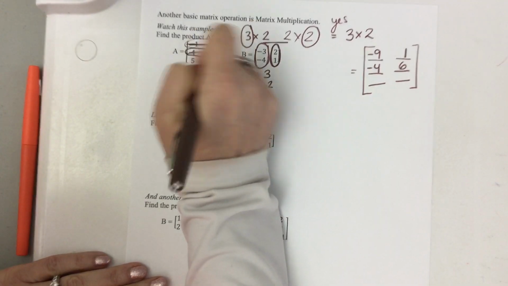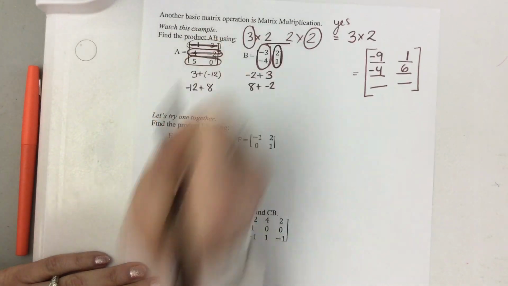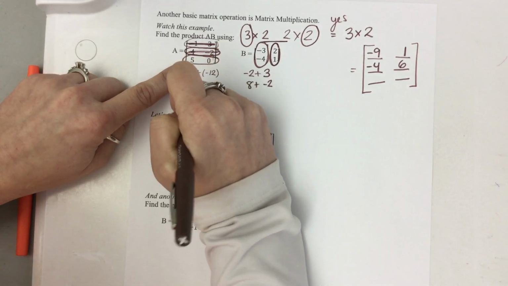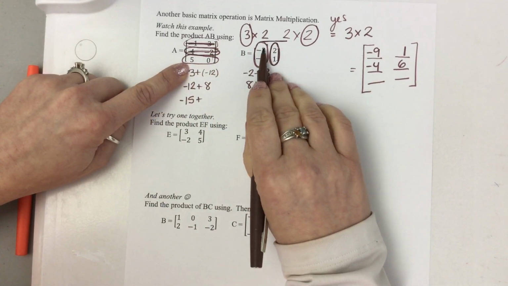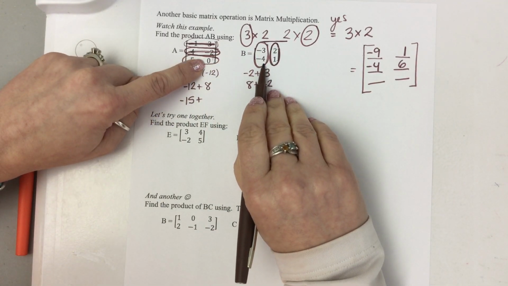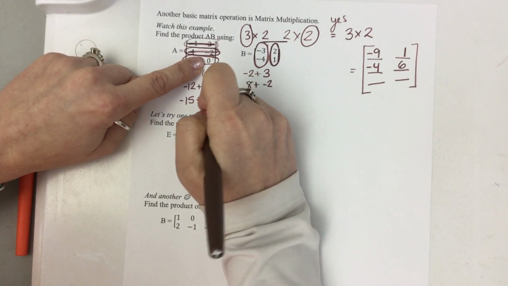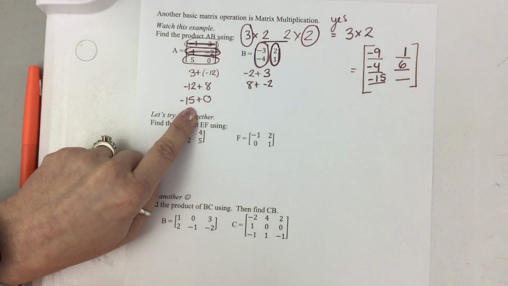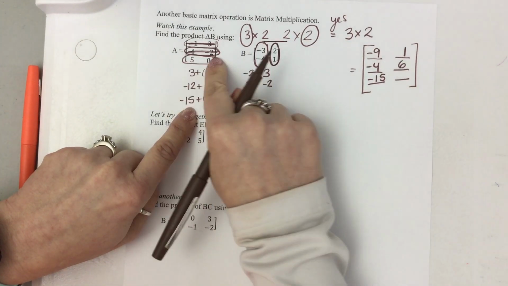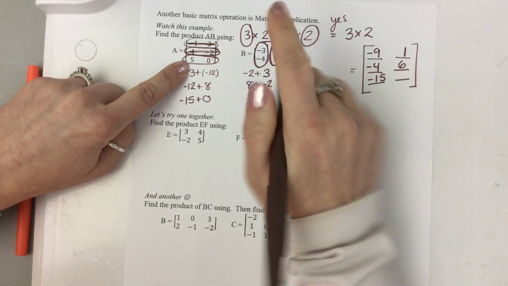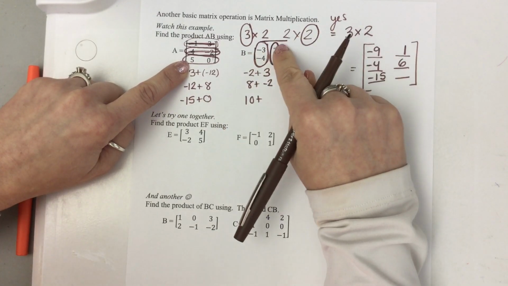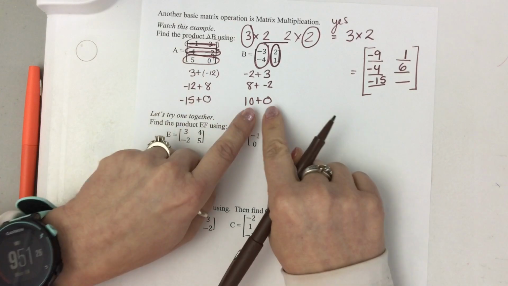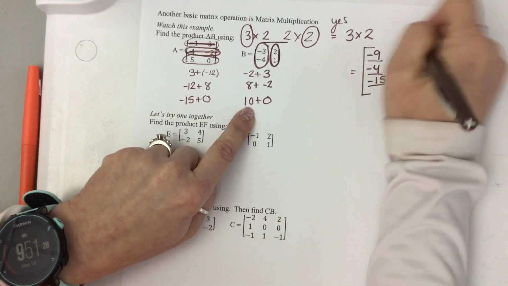Now I'm done with the second row, and I go down to the third row, but back to the first column. 5 times negative 3 is negative 15, plus, shift over, shift down. 0 times negative 4 is 0. Negative 15 plus 0 is negative 15. Last number, it's row 3, column 2. 5 times 2 is 10, plus, shift over, shift down. 0 times 1 is 0. 10 plus 0 is 10.